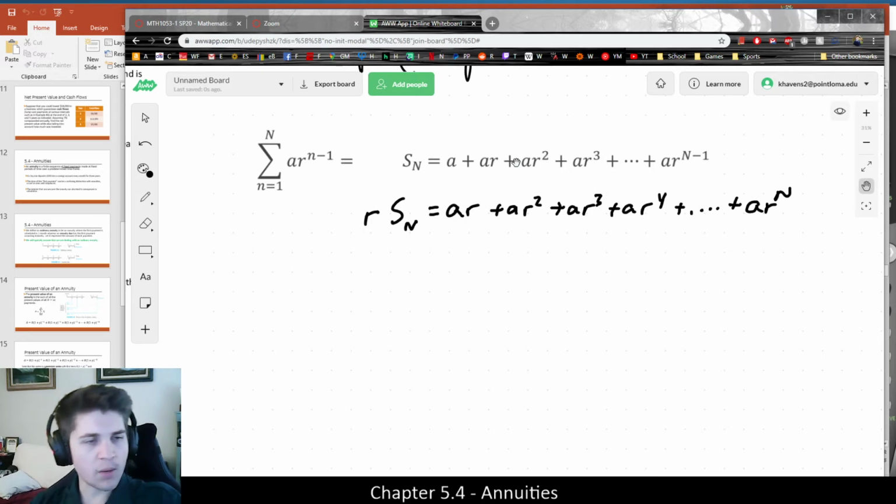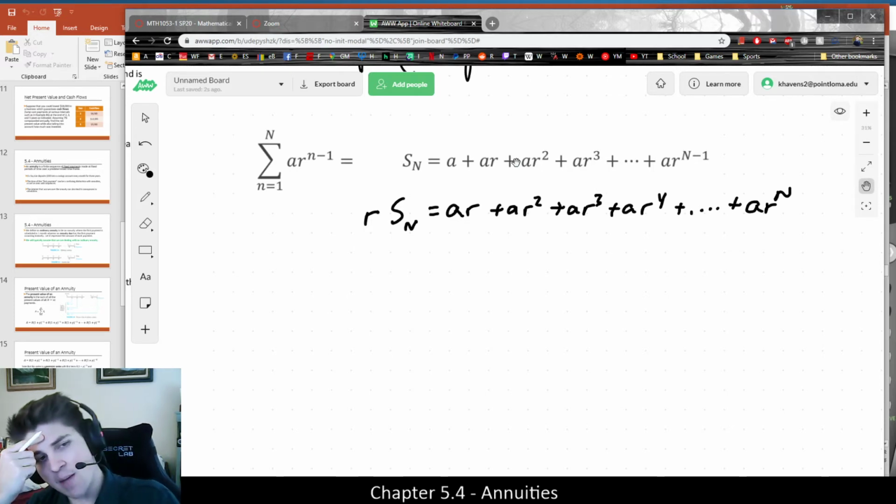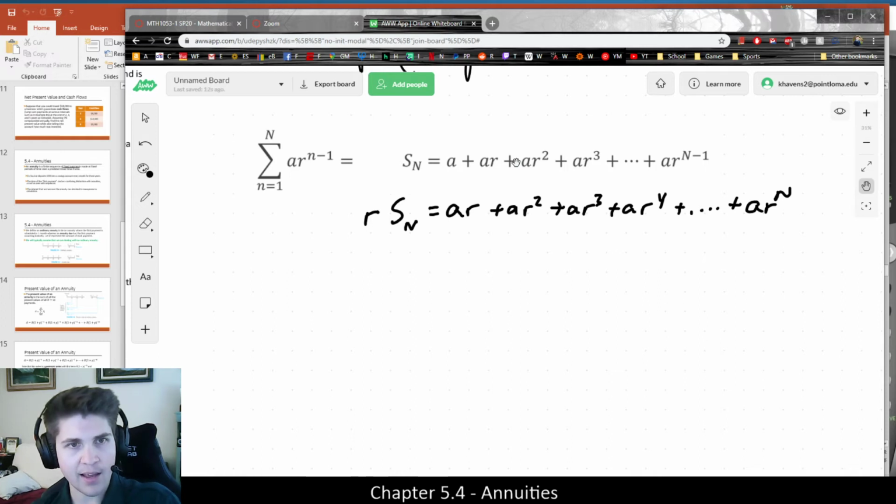So what's the point, Professor Havens? Notice that if I'm comparing these two series, a lot of these things are the same. Literally, both of them have ar squared, ar cubed.